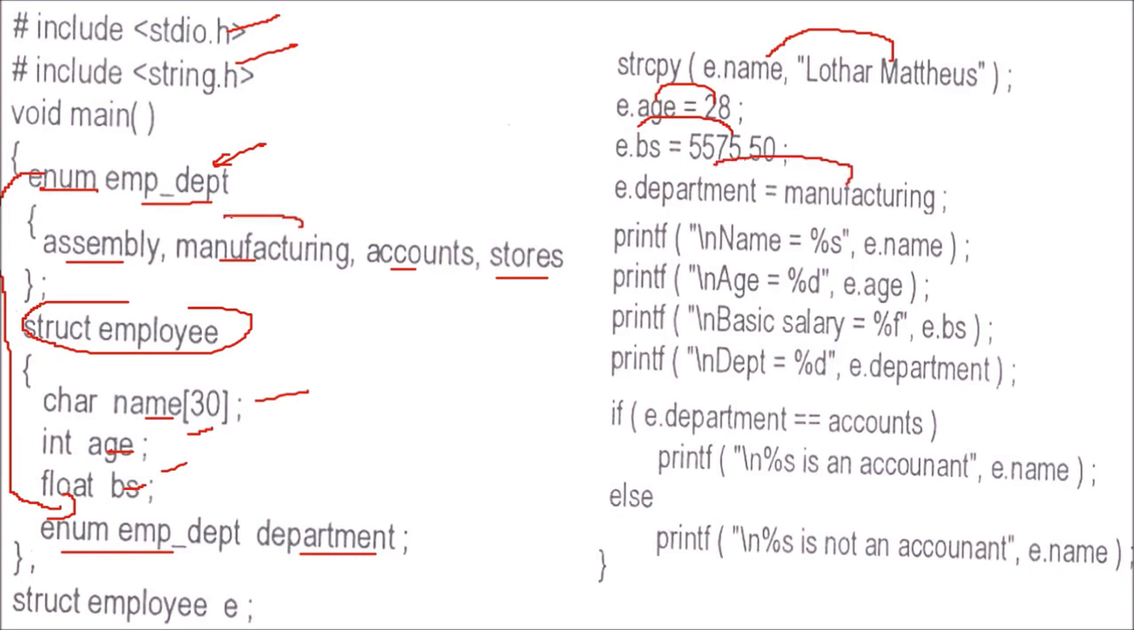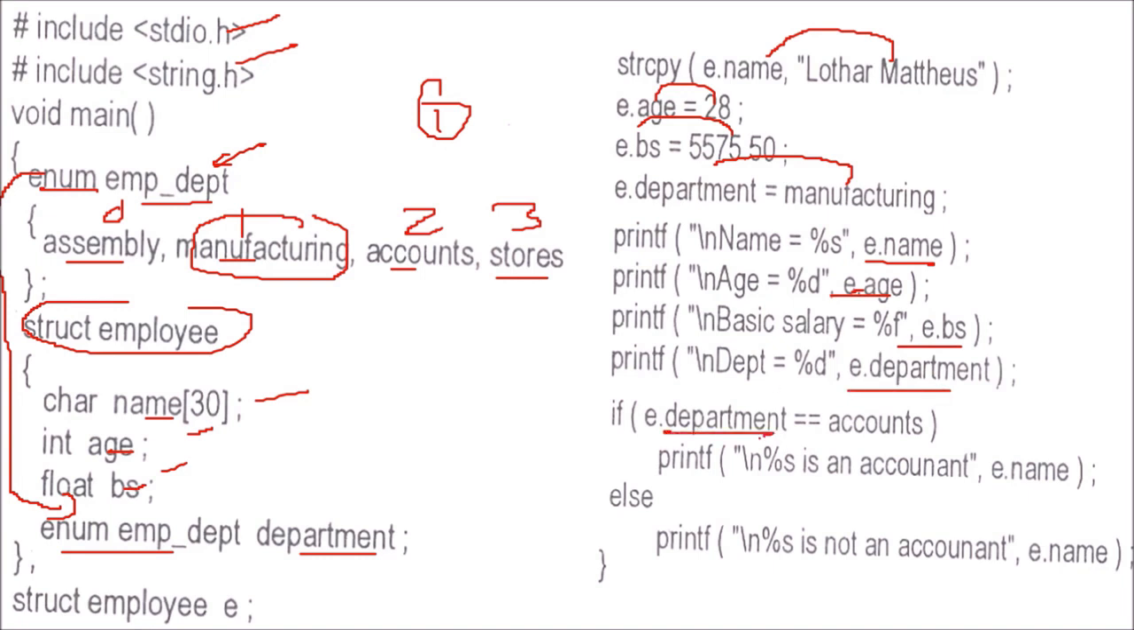Now department is manufacturing, that is why we have assigned the e.department, and essentially we are giving the value as 1 because it starts from 0. This is 1, this is 2, this is 3. So when we want to print it, you can just print it with e.name because it is a structure, and we know the structure values are accessed by the dot operator, e.age, e.bs and e.department.